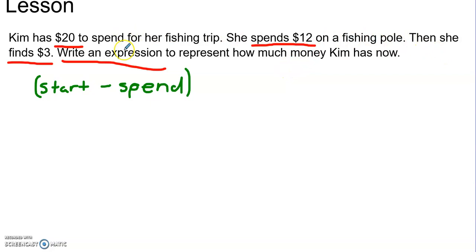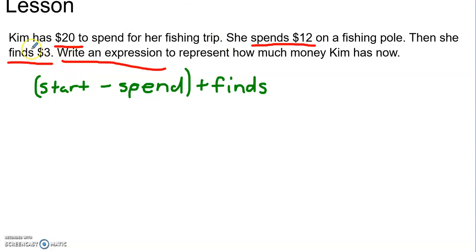And then it says, then she finds $3. So if she finds 3, the word find means I'm going to add. So I'm going to add what she finds. And I put this in words before I worry about the numbers because I could add the numbers in later, which I will do.